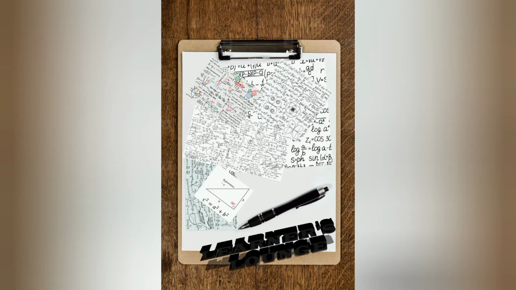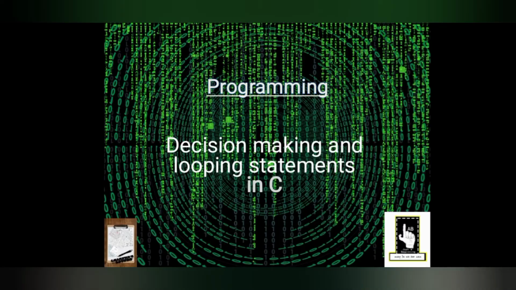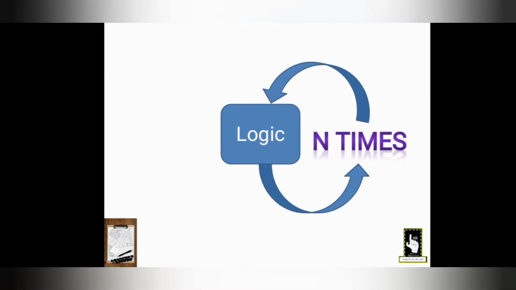We have seen the branching statements in the last week, and now there is another decision making statement in C, that is the looping statement. We may need the same set of logic to be implemented more number of times until some condition is satisfied. In that situation, we use loops to accomplish this repetition.